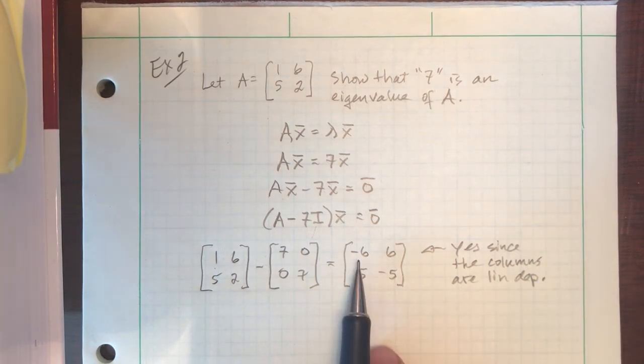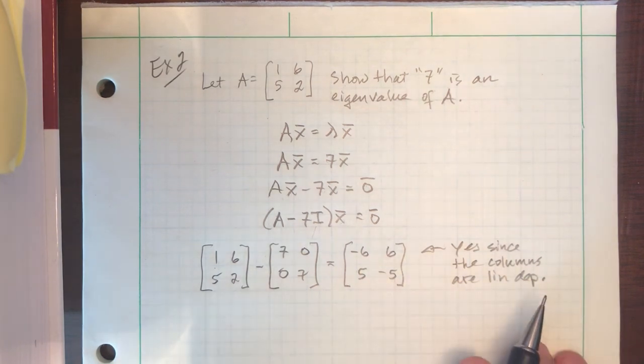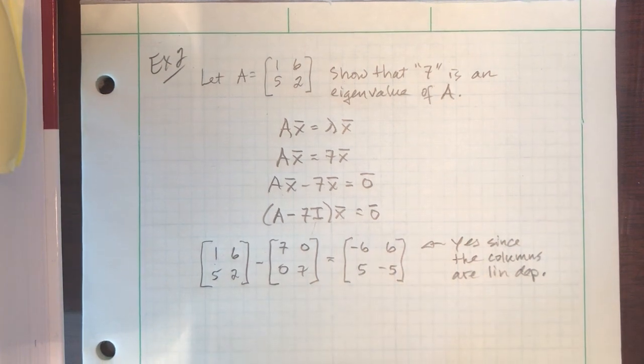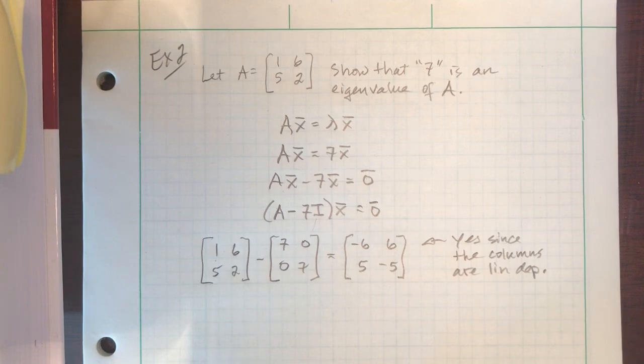Just by quick inspection, the second column is just a scaled version of the first. So if that's all we're asking for, yes, it is. Why? Because of this dependence, we know there's going to be a free variable, which is going to give us infinitely many solutions. So we're done. But let's take it all the way. Let's go ahead and find the eigenvector associated with this.